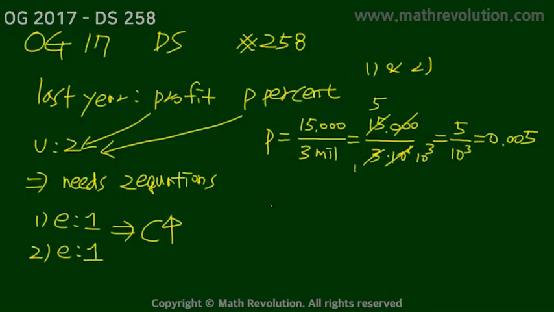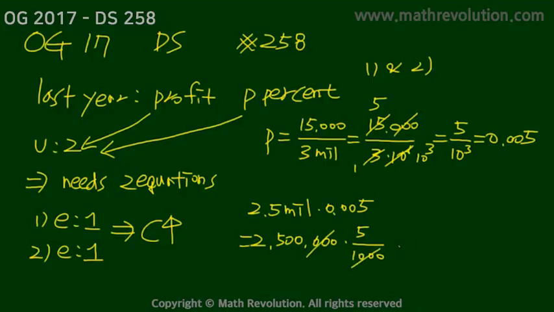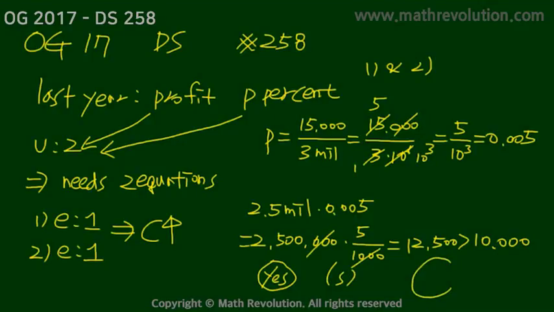Now we have the percentage, and we know the profit from this year, so 2.5 million. And if we multiply that by 0.005, then this is equal to 2.5 million times 5 over 1,000. And we can cross out 3 zeros here and here, so we get 12,500, which is greater than 10,000. So yes is the answer, and condition 1 and 2 together is sufficient, so choice C is the answer.